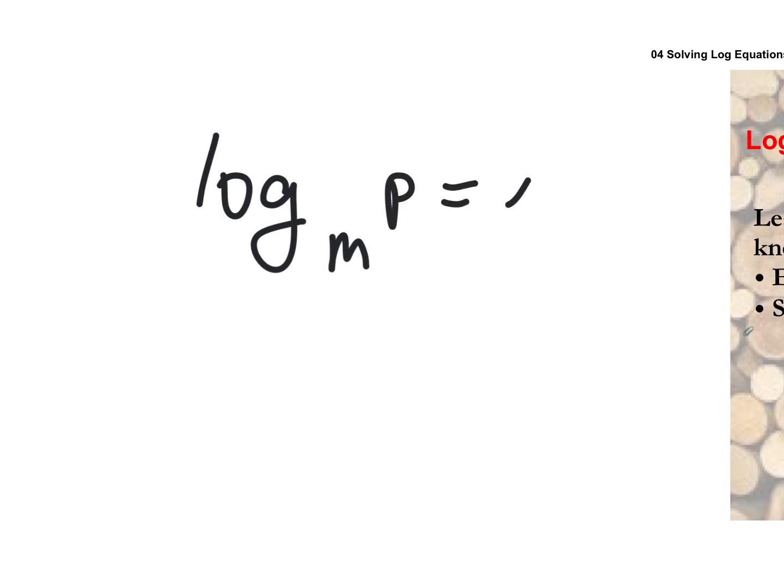Let's make sure you get a basic one. What if I said log base m of p equals L? You should be able to turn that into an exponent equation. An equation that has an x in the exponent. Technically, we want an exponential equation. Usually it's an x in the exponent. In this case, there isn't an x.